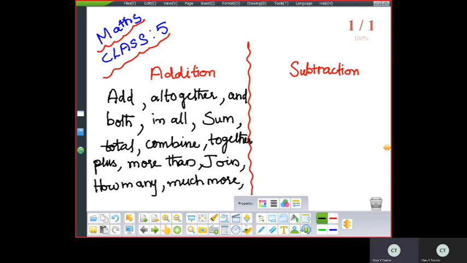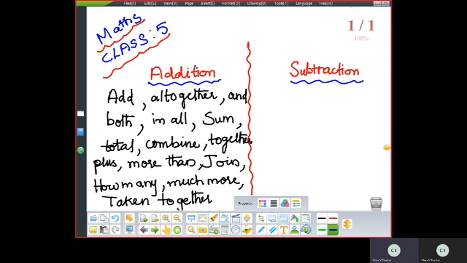Okay, taken together. Taken together. So these are the keywords for addition. Okay, children? So apart from this, anything can come over. These are some of the keywords which I have just jotted down from the previous problem. Okay, children? So now let me see for subtraction.